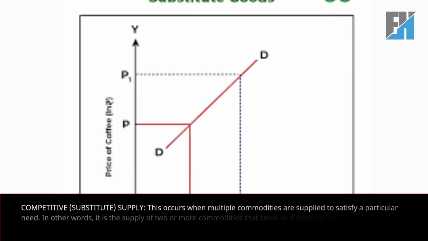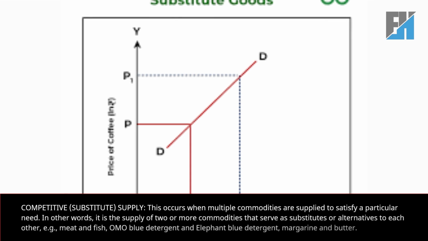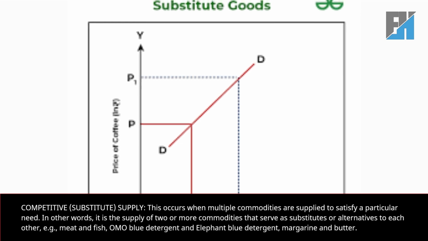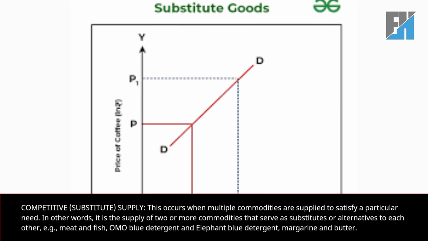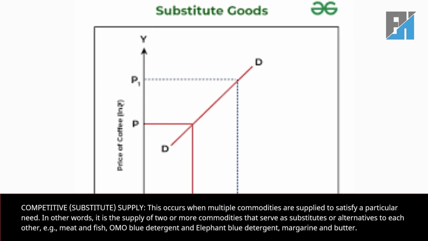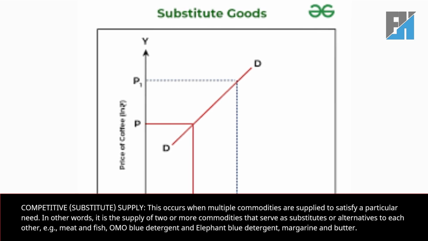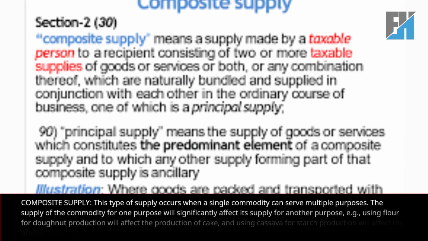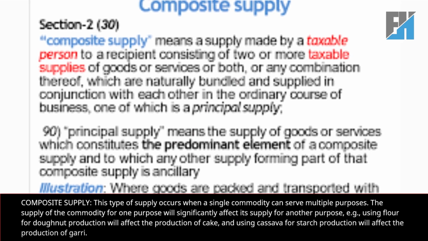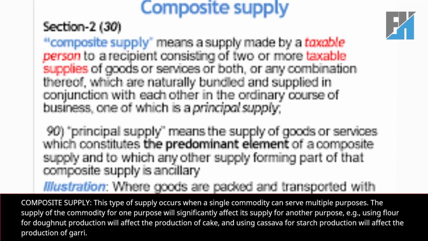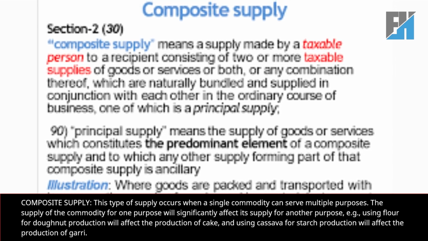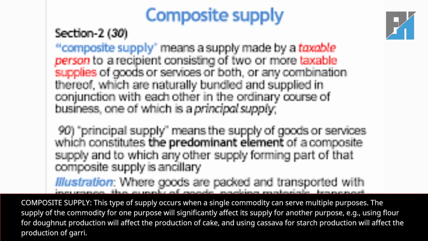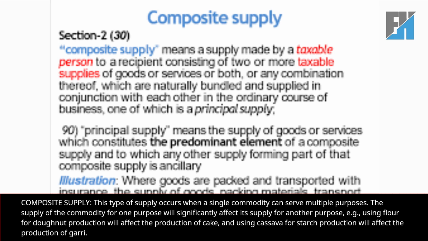Competitive, or substitute, supply. This occurs when multiple commodities are supplied to satisfy a particular need. In other words, it is the supply of two or more commodities that serve as substitutes or alternatives to each other, e.g., meat and fish, OMO blue detergent and elephant blue detergent, margarine and butter. Composite supply. This type of supply occurs when a single commodity can serve multiple purposes. The supply of the commodity for one purpose will significantly affect its supply for another purpose, e.g., using flour for donut production will affect the production of cake, and using cassava for starch production will affect the production of gari.